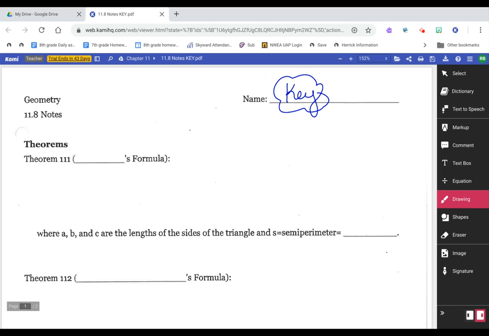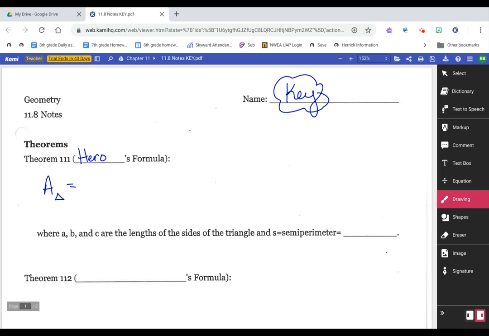So for Hero's formula, that's the first one. It allows you to get the area of a triangle. And yes, you already know that the area of a triangle is equal to 1/2 base times height. And the base and the height have to form a right angle. Well, what if you don't have a base and a height, but you have all three sides, none of which form a right angle with each other? Then you would use this formula.